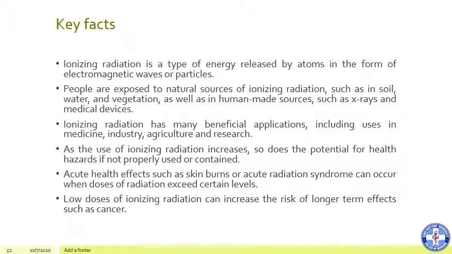To summarize on ionizing radiation, here are the key facts. Ionizing radiation is a type of energy released by atoms in the form of electromagnetic waves or particles. People are exposed to natural sources of ionizing radiation, such as in soil, water, and vegetation, as well as human-made sources such as X-rays and medical devices. Ionizing radiation has many beneficial applications, including use in medicine, industry, agriculture, and research. As the use of ionizing radiation increases, so does the potential for health hazard if not properly used or contained. Acute health effects such as skin burns or acute radiation syndrome can occur when doses of radiation exceed certain levels. Low doses of ionizing radiation can increase the risk of longer-term effects such as cancer.